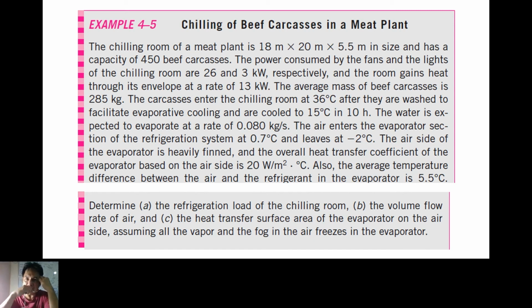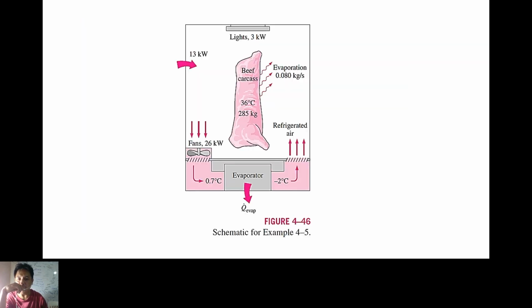So, my instruction is this. Please jot down all the given data and then the formulas based on the question. So, what are the questions? Refrigeration load. What is the load? Of course, the evaporator absorbs it. Try to look at the figure. There is this evaporator. The evaporator absorbs the heat, right?